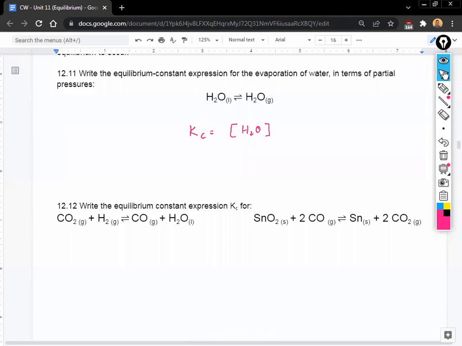Okay, so with that being said, I'll give you guys just a couple more practice problems. Try 12.12. There are two reactions. See if you guys can get the equilibrium constant for both of them.